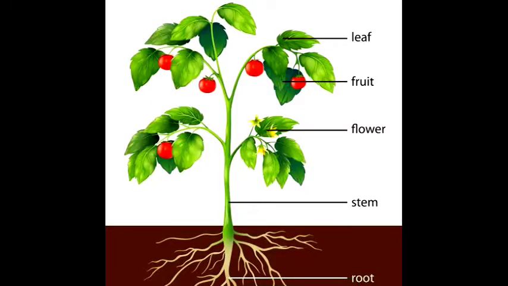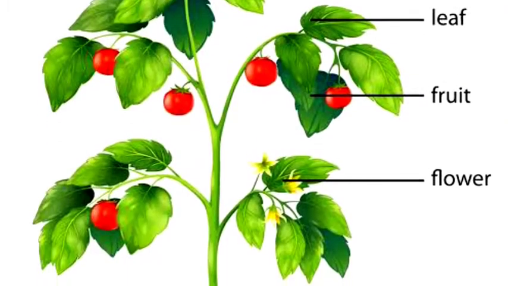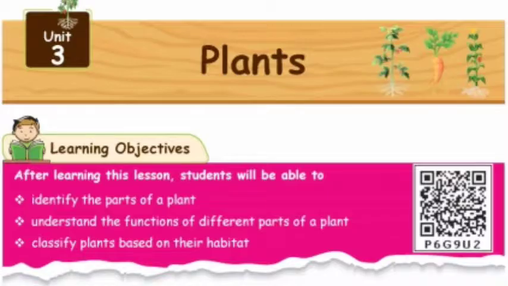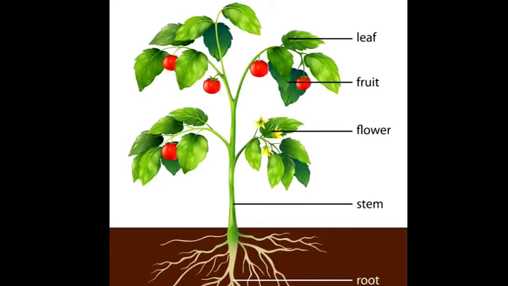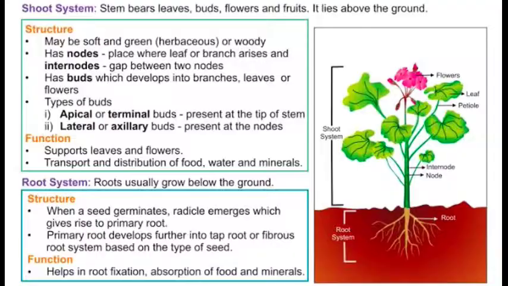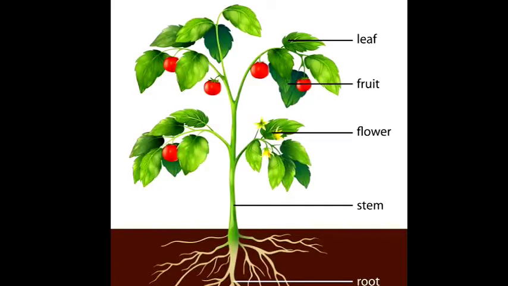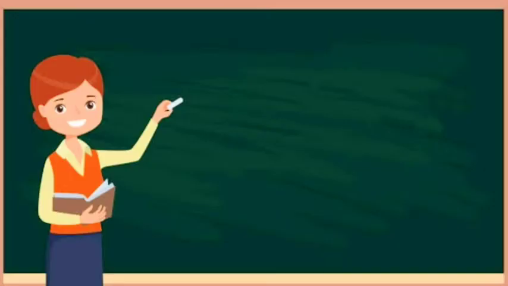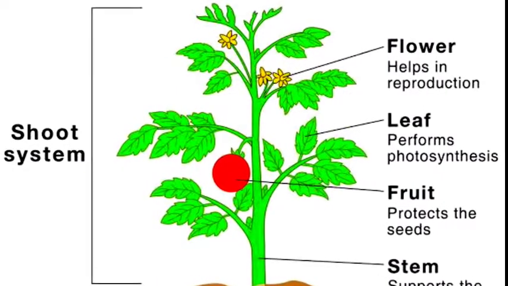Children, a plant has many parts. Each part has a set of functions to do. By this lesson, we are going to learn about the various parts of the plant, their structure and functions in a detailed way. Plants have two organ systems. One is root system, another one is shoot system.